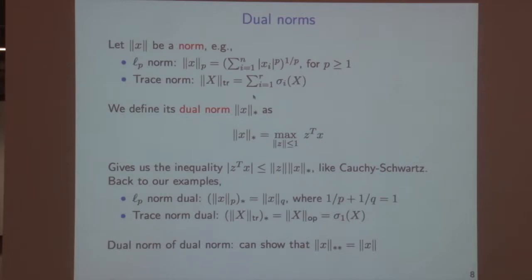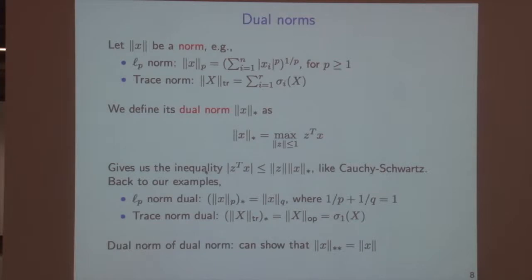The dual norm of any norm is defined by the following maximization. We write it with the usual norm notation and a subscript star to denote that this is the dual of the norm in the plain notation with no subscript. We look at the maximum inner product with x over all vectors z that are in the unit ball defined by the original norm. That's how a dual norm is defined.